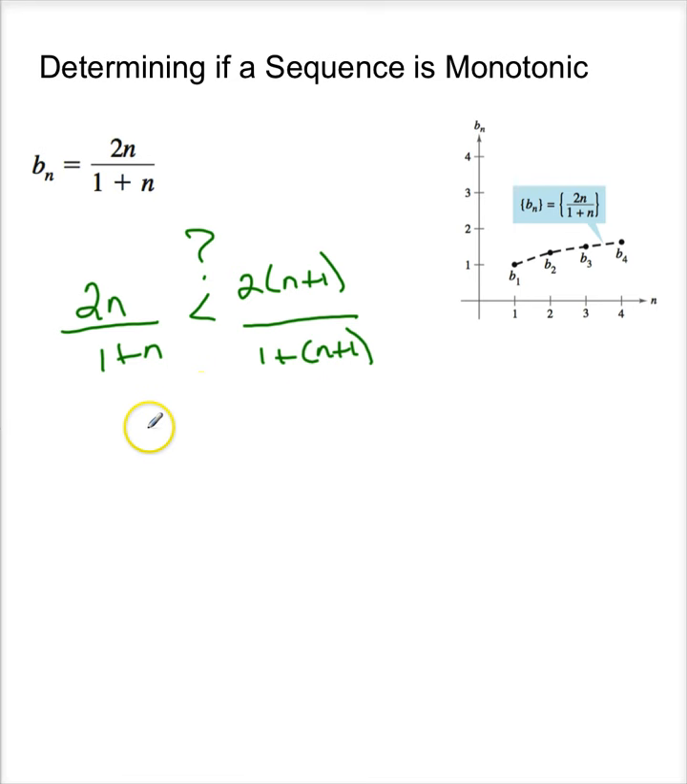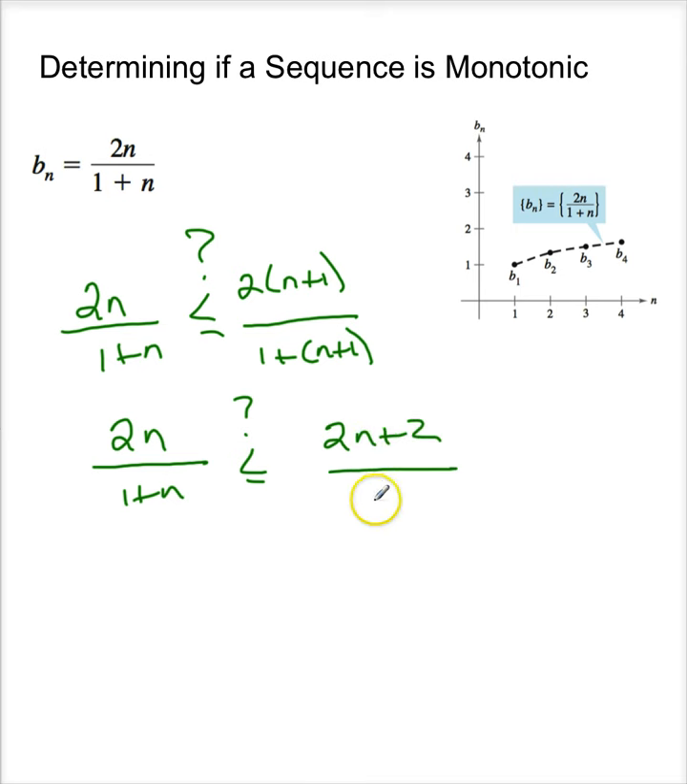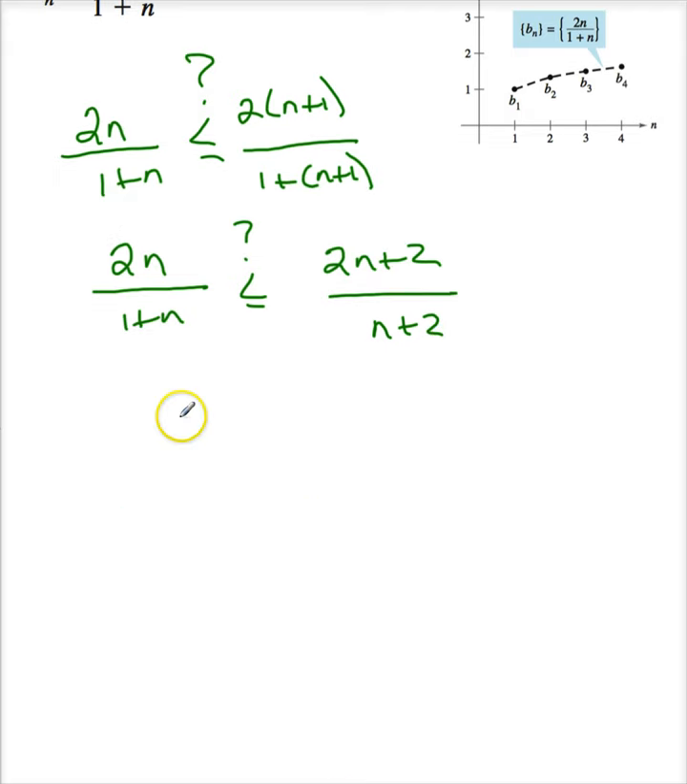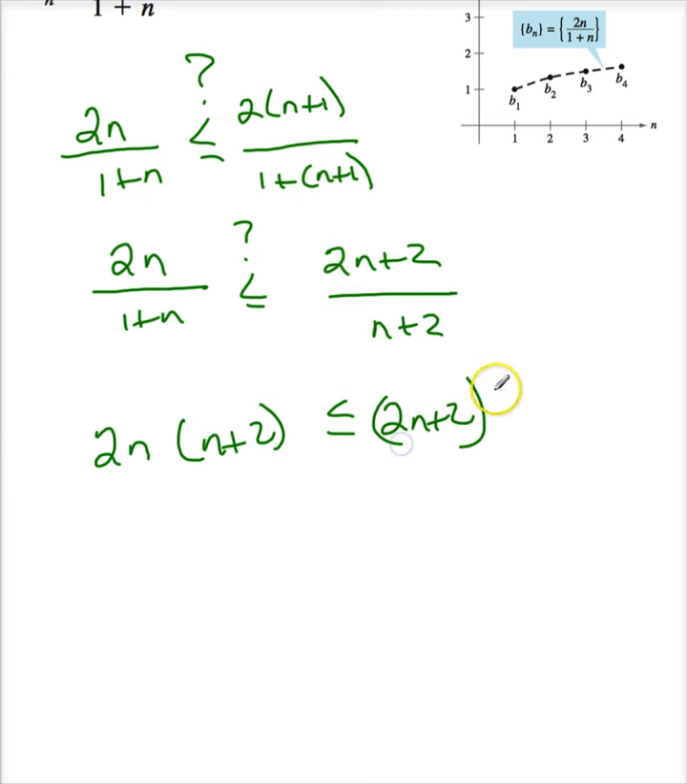Well, let me rewrite this as 2n divided by 1 plus n. Is this, and I can have that equal sign, 2n plus 2 divided by, and this is n plus 2. Now these are positive, so I can cross multiply. So 2n times n plus 2, is this less than or equal to 2n plus 2 times n plus 1? Is this a true statement?